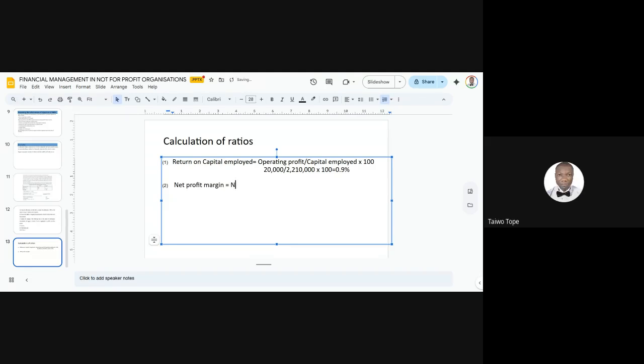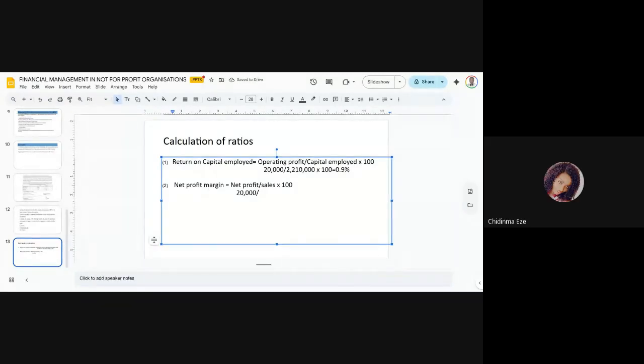In a question, sometimes you might not see net profit. Another word for it is operating profit. Do you get that? Yes, sir. So the net profit value is the same as our operating profit. Please take note. So we have it as 20,000. The sales value is what?